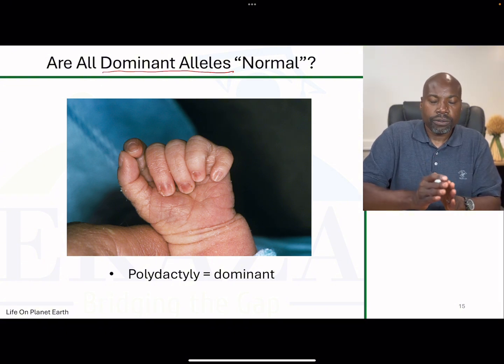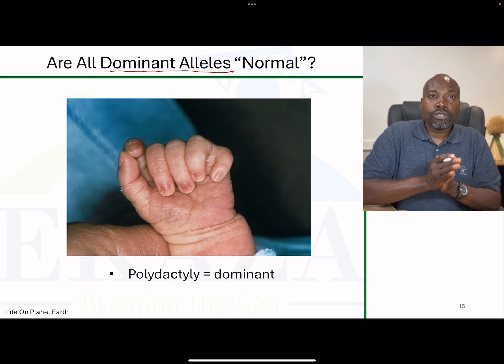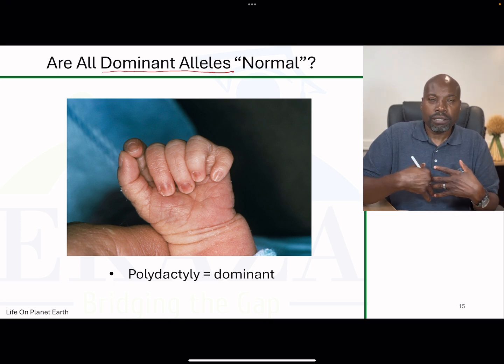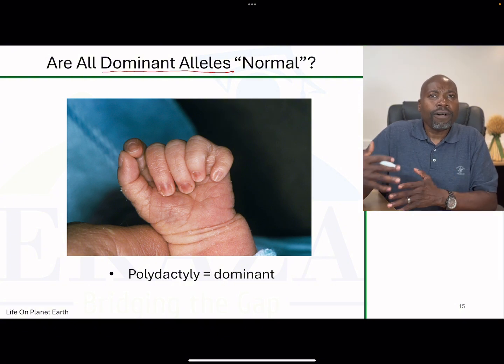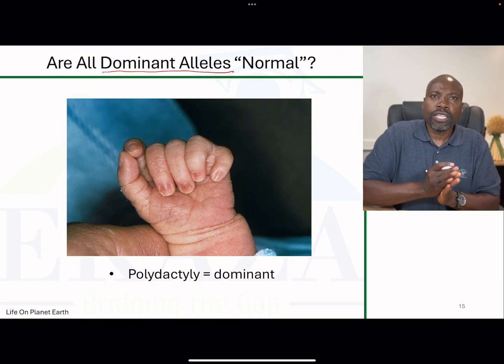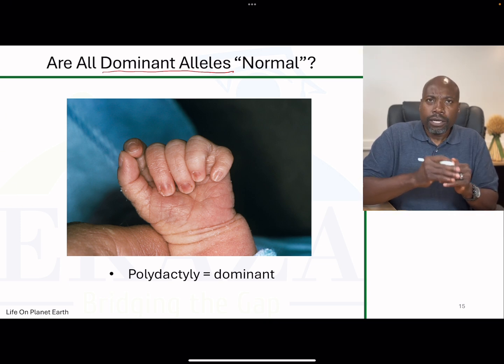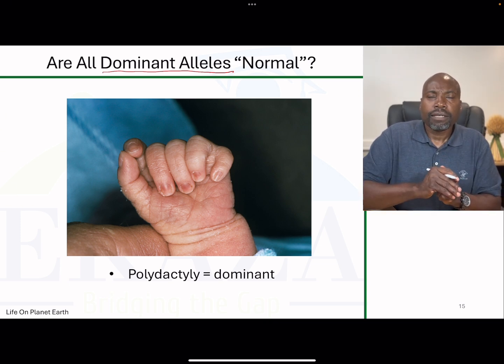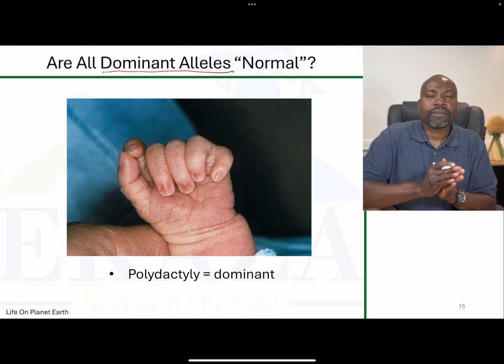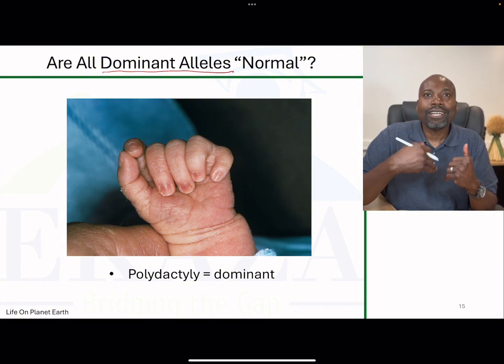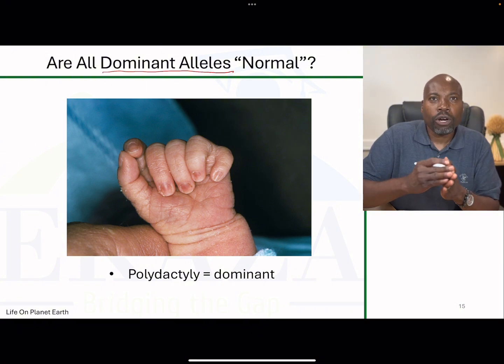You want to know that some alleles represent a gain of function, some alleles represent a loss of function. That gain of function can be abnormal. It can be normal too, right? I mean, let me correct things. That gain of function can be abnormal.